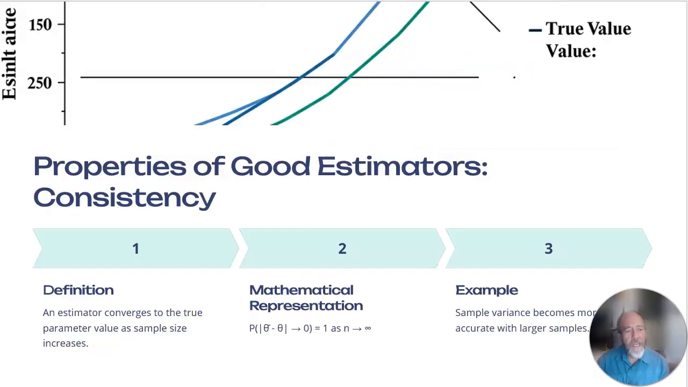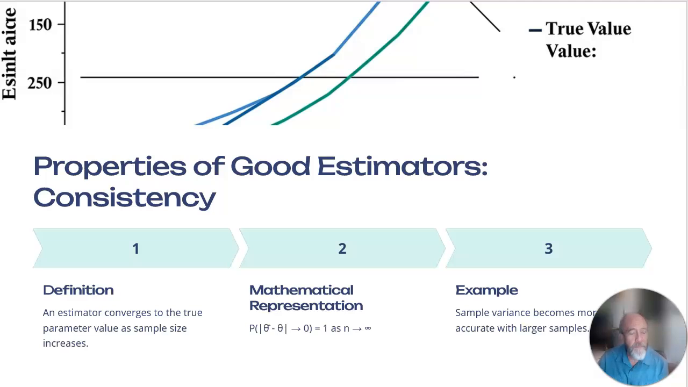And the last of the properties of good estimators is consistency. The estimator will converge to the true value of the parameter as the sample size increases. So the bigger sample you get, the closer it gets to the actual population parameter that you're trying to measure. That kind of says common sense. You should get a better value from an estimate using a sample with a bigger n.